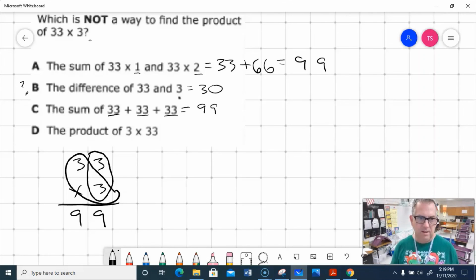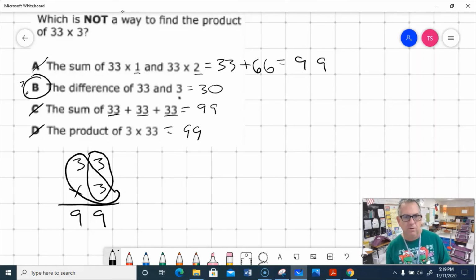And D, the product of 3 times 33. Yep, that's correct. That is 99 also. Basically just use the commutative property and we flip-flop the numbers around. Instead of doing 33 times 3, we did 3 times 33. And we know there's a commutative property of multiplication. So if we turn the numbers around, I'm still going to get the same answer. So A is a way to get it, C is a way to get it, and D is a way to do it. B is not a way to get the product of 33 times 3.